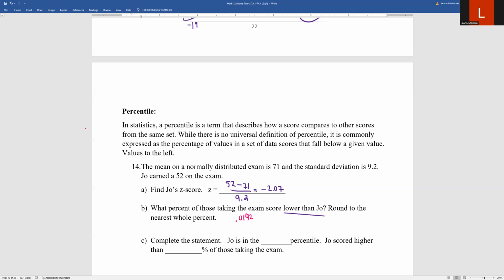0.0192. That's the actual decimal version. We turn that into a percentage and round it to the nearest whole percent. Roughly 2% of students scored lower than Joe, to the left of her. So Joe is in the second percentile. That's what we call it. So if it was a 98%, we would have called it the 98th percentile. Joe scored higher than only 2% of those taking the test. That means the opposite of that is that 98% of people in this class scored higher than Joe. But the percentile is always written in a way where we are telling how many people scored less than you. Okay. All right, and that's it.